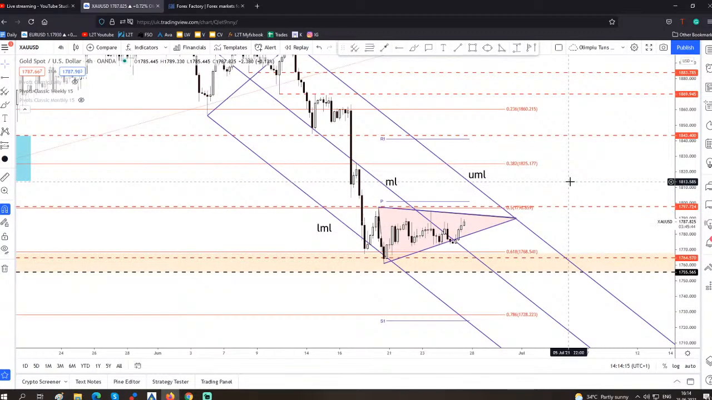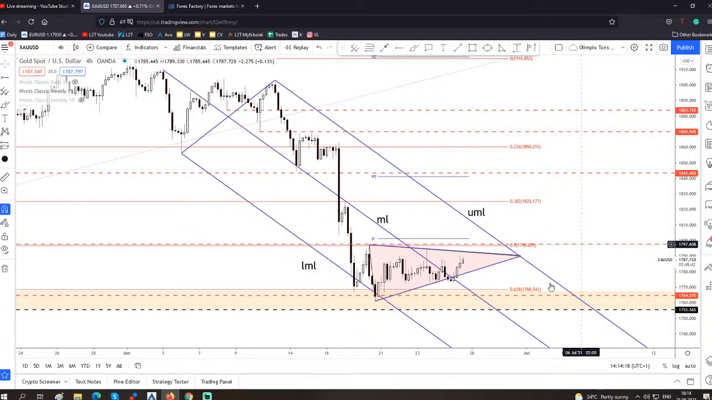So the price of gold here, we have a sideways movement, something like a symmetrical triangle. The price of gold has failed to come back to retest the 61.8 retracement level. It has managed to stabilize above the medium line of the descending pitchfork, and right now approaches the triangle's resistance.